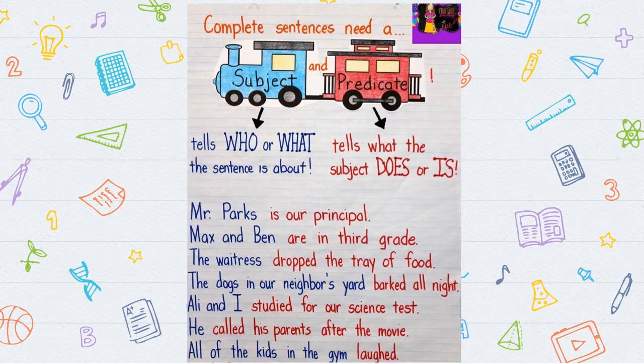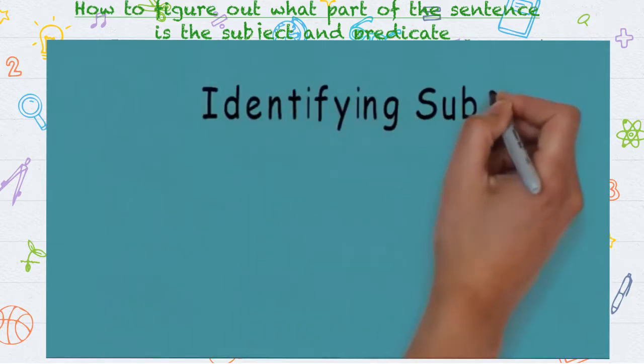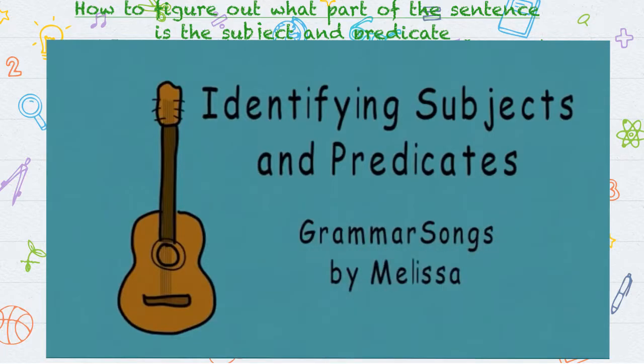Here we have some more examples of complete sentences that have a subject and a predicate. Please stop this video and read through the following sentences. Try to identify the subject, which is in blue, and the predicate, which is in red. Please watch the following video on subjects and predicates. It will show us how to determine which part of the sentence is the subject and which part is the predicate. Identifying subjects and predicates at Grammar Songs by Melissa.